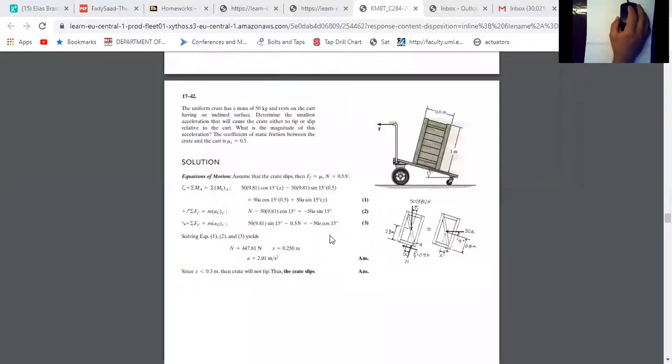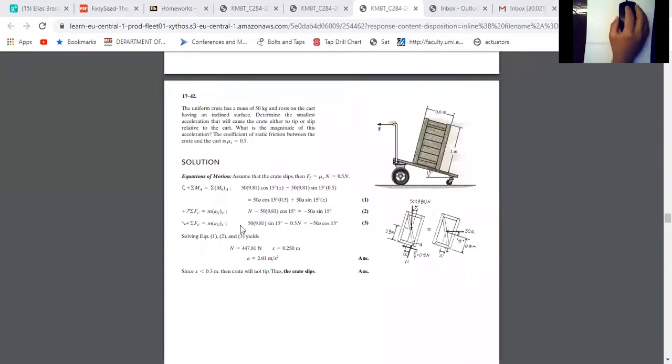Okay, there you go. So this is a problem that I think someone asked me about last time. We have this uniform crate which has a mass of 50 kilograms, and it rests on this cart having an inclined surface of 15 degrees. We need to find the smallest acceleration at which the crate will either tip or slip relative to the cart. We said we can solve for one acceleration that will create the slip, and then we can solve another equation for the acceleration that would cause it to tip.